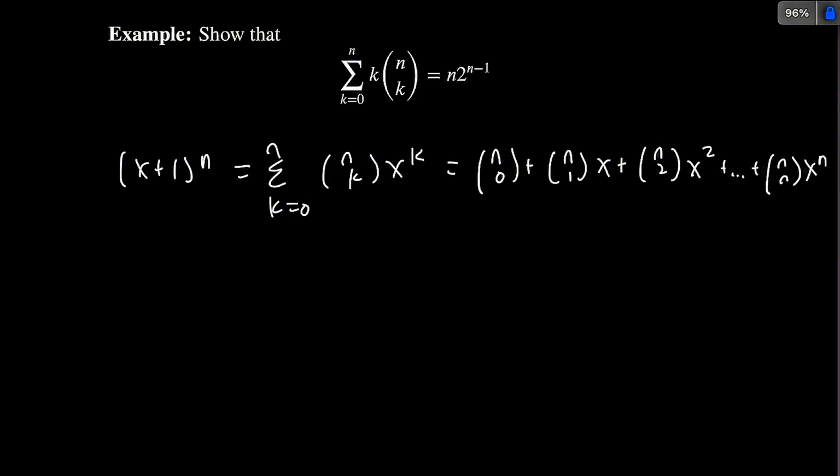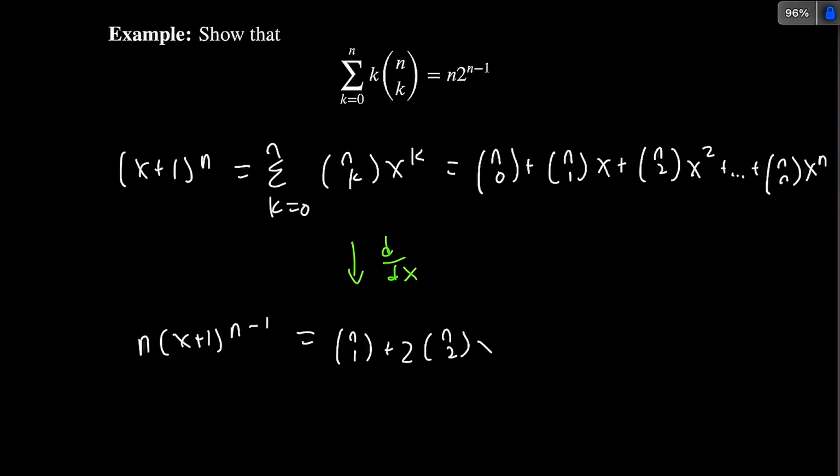But now we have two sides of this equation that are equal, so we can just take the derivative of both sides, right? And what do we get? On the left-hand side, we get n(x+1)^(n-1). Notice that this is starting to look a lot more like the equation that we're trying to prove. And on the right-hand side, we just differentiate term by term. The derivative of n choose 0 is just 0, because it's a constant. Then for the other ones, we get n choose 1 plus 2 n choose 2 x, and so on. Same pattern, n choose n x^(n-1).